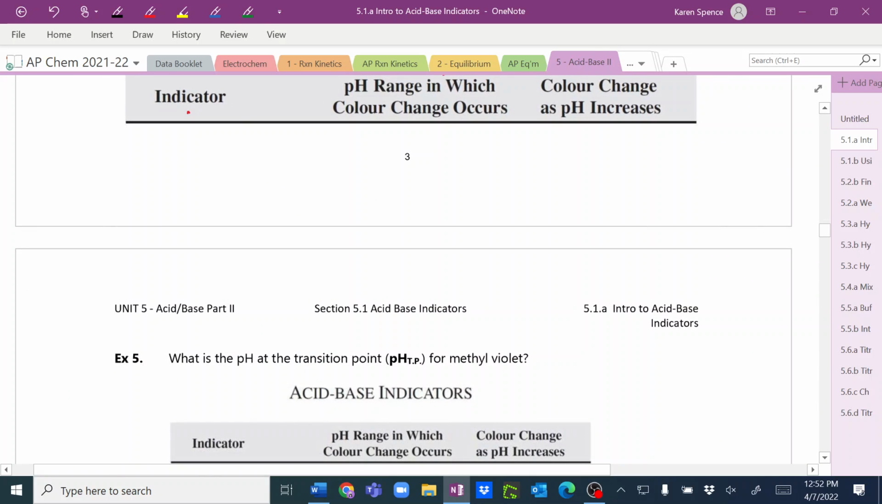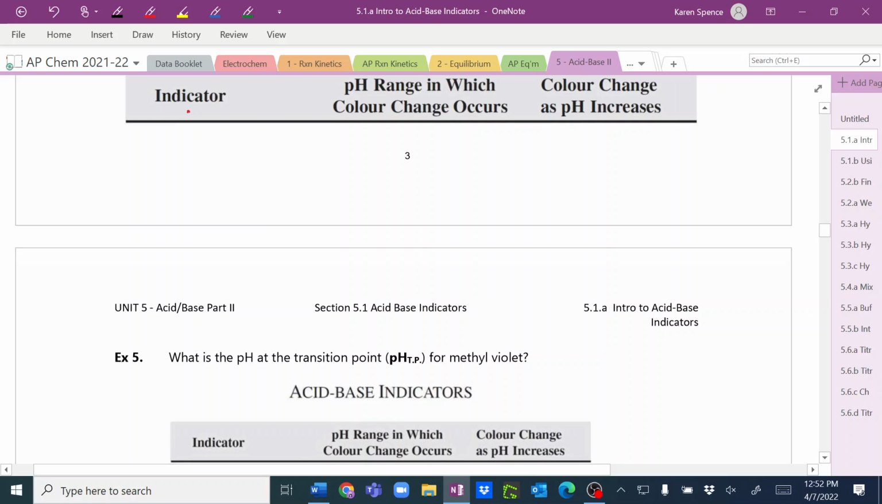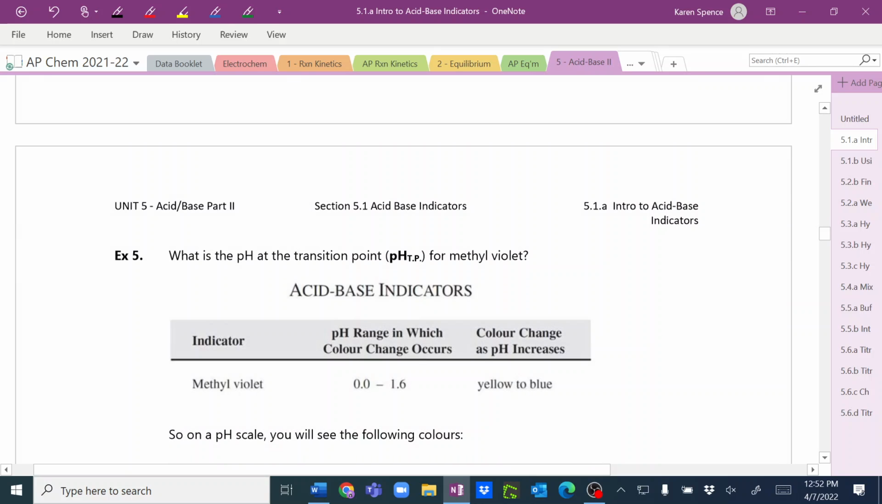Page 7. Does anyone need a data booklet? If you need a data booklet, come grab one. They're right here. No worries.